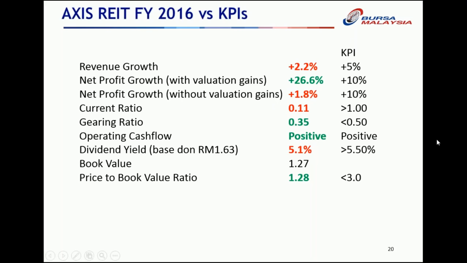Current ratio is very low. It's very far below the 1.00. It's only 0.11. However, gearing ratio is 0.35, and as I mentioned, they can actually borrow to pay off the borrowings due in the current liabilities. Operating cash flow is positive. Dividend yield is 5.1%. Book value 1.27. Price to book value at 1.28.